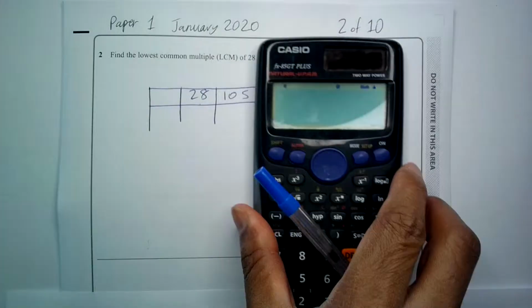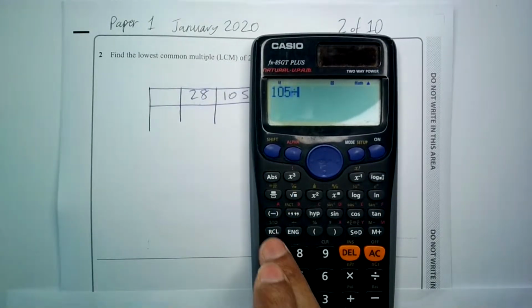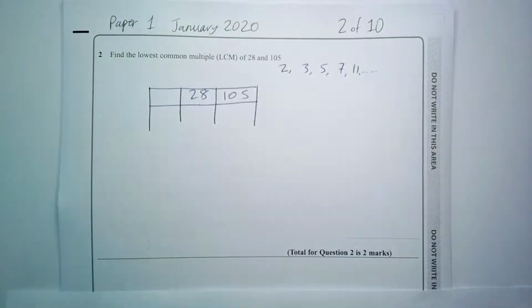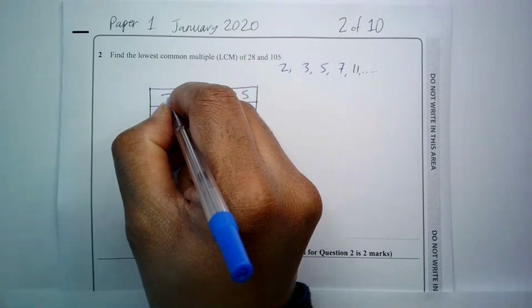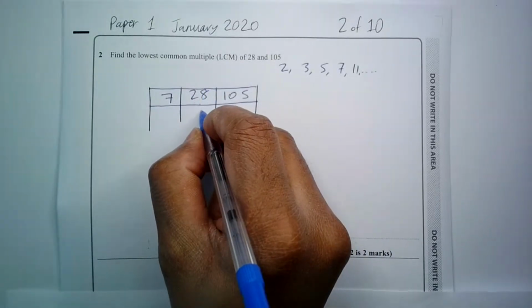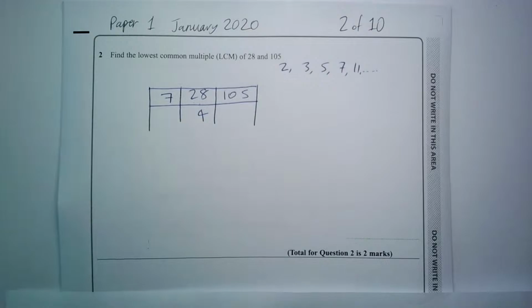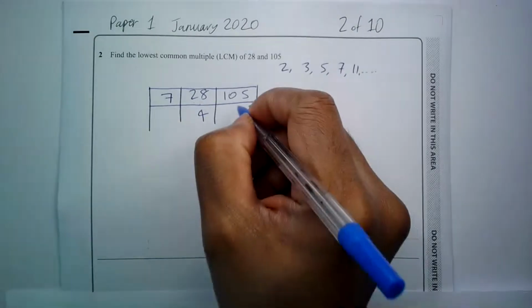I'm not sure about 105, so I'm just going to do 105 divided by 7, and that gives me 15. So that is in the 7 times table. So I'm going to divide by 7. 28 divided by 7 is 4, and 105 divided by 7 was 15.